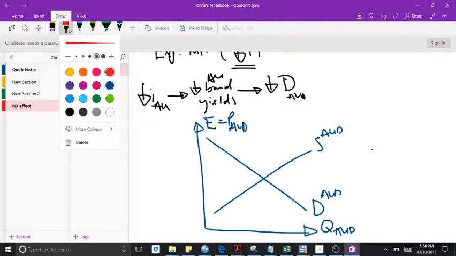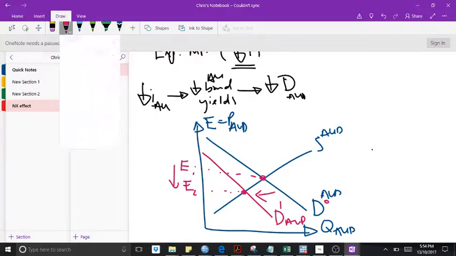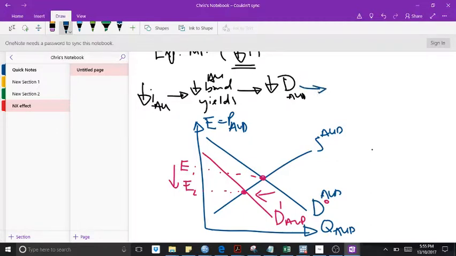But can you see that if you decrease the demand for Australian dollars, you get a decrease in E from E1 to E2. And if you recall from your week 11 sheet, a decrease in E is interpreted as home currency depreciating and foreign currency appreciating.